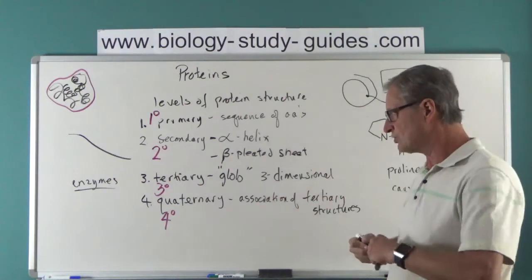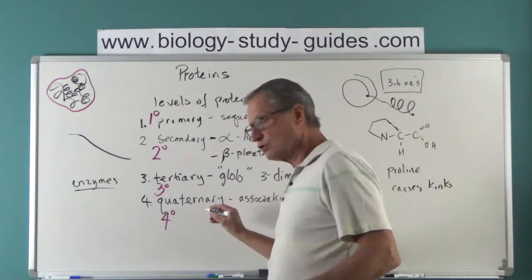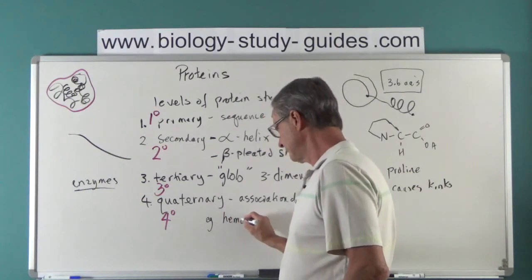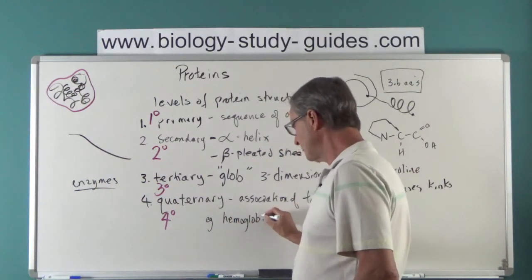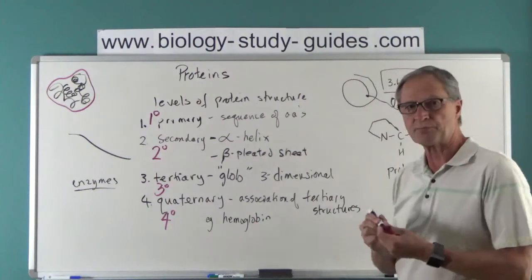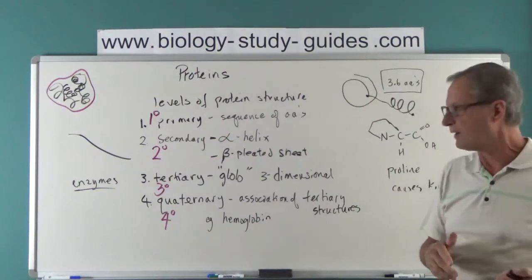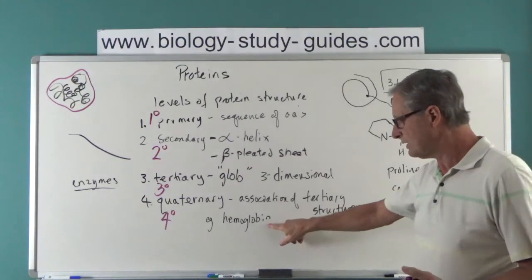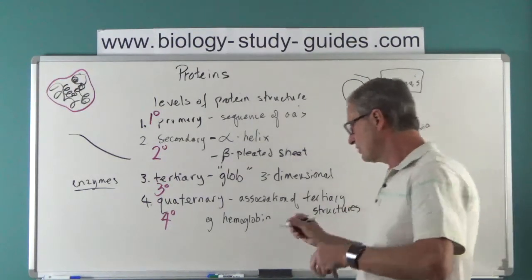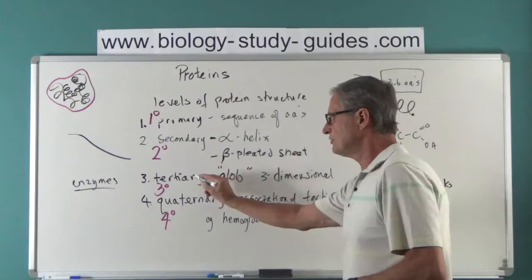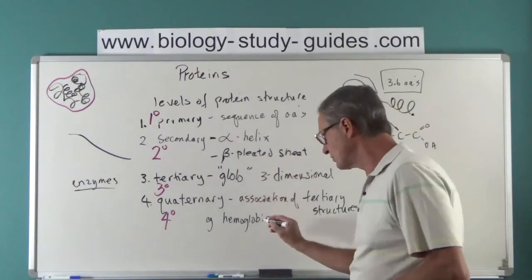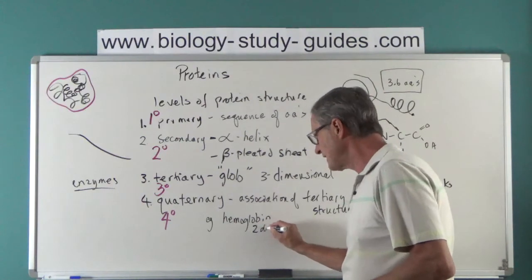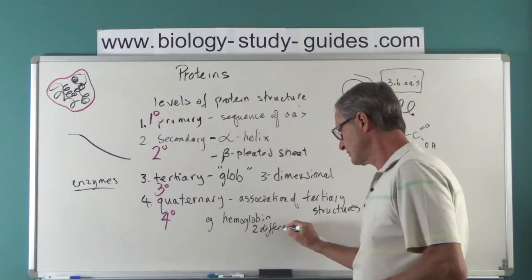Example of quaternary structure, I'll give you 2 examples actually. Hemoglobin. Hemoglobin is a protein. Hemoglobin is the protein that's on the surface of red blood cells. It transports oxygen. The only thing is hemoglobin as a protein has 4 tertiary structures, but it has 2 different kinds of tertiary structures.